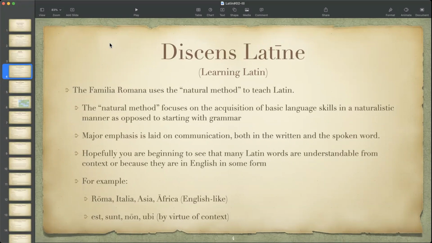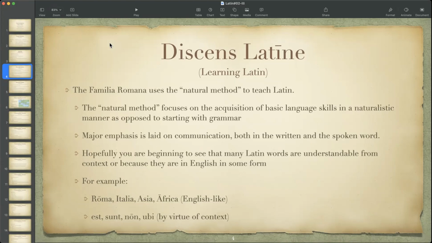The Familia Romana uses what's called the natural method to teach Latin. And if you think about it, to a certain extent, it's how we learned our native language. Now, it was somewhat transparent to us because we were babies and toddlers when we learned it. But the idea is to approach that, or as close to it as one can. So it focuses on your basic language skills in a naturalistic manner, i.e. seeing text, reading, listening, as opposed to starting straight out with grammar.